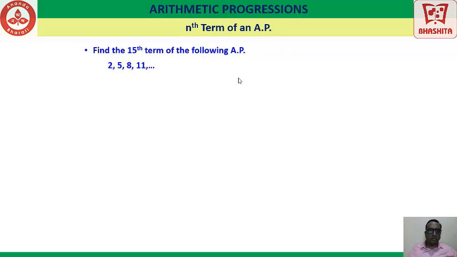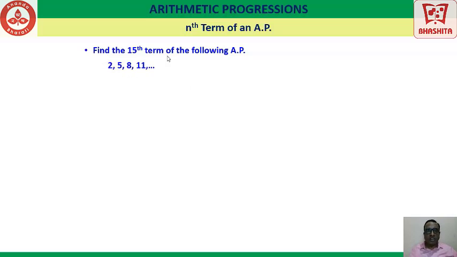Clearly we could see one thing. The first term is 2. The second term is 5. So what is the difference between the first term and the second term? 3. Next, what is the difference between the third term and the second term? 8 minus 5 is 3. Likewise, the difference between 11 and 8, the fourth term and the third term, is also 3. So you could clearly see that it's an arithmetic progression with the common difference as 3.